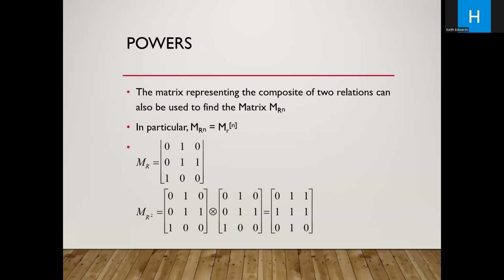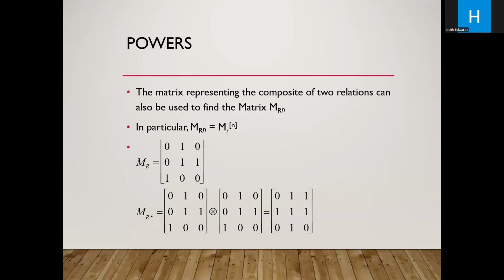The matrix representing the composite of two relations can be used to find the matrix M sub R^n. In particular, M sub R^n is M sub R raised to the nth power. So we can repeatedly apply that. And in this case, if we wanted to get the square of that, we would simply multiply the matrix by itself.